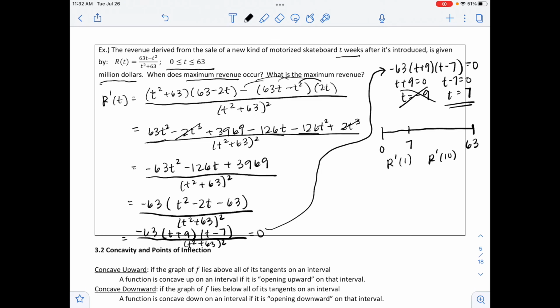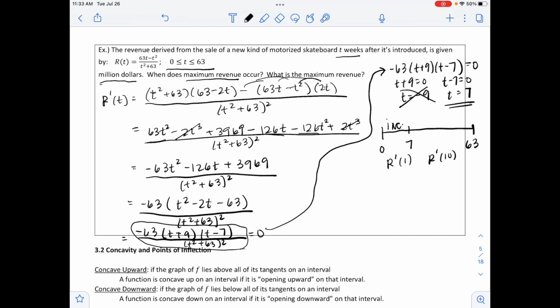So substituting in 1 into my derivative, you can see that the denominator with the factored form is always going to be positive, and looking at that like we've done before. And then you'll notice that we have a negative 63. Substituting in 1, we get a positive term for that next t plus 9. And then 1 minus 7 would be negative, and a negative times a negative would be positive. So this is an increasing function between 0 and 7 in that interval.